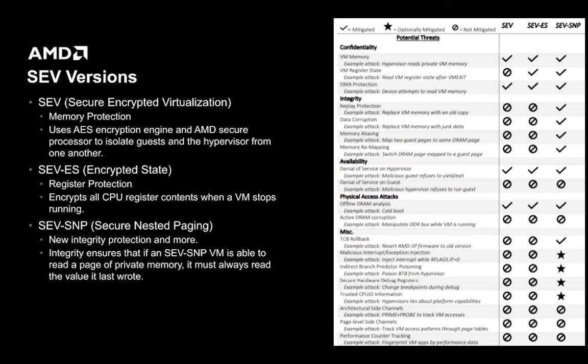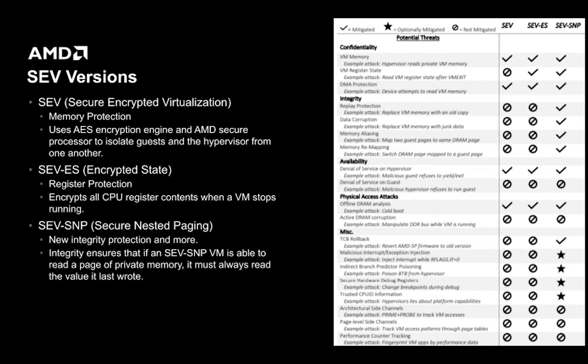Cool. So yeah, SEV is our base protection technology. It protects your memory and it protects your virtual machines from each other. And the newest versions of SEV are built on top of this one. SEV-ES is the second iteration of SEV.